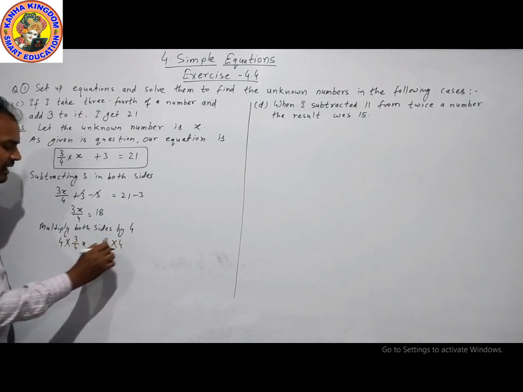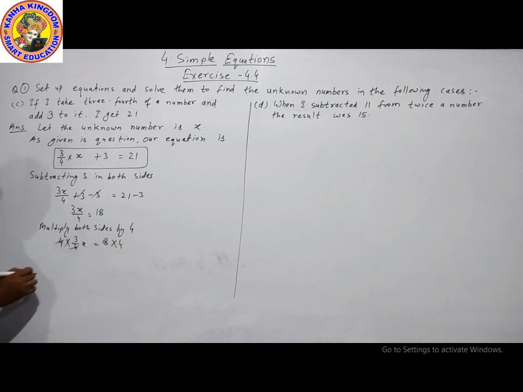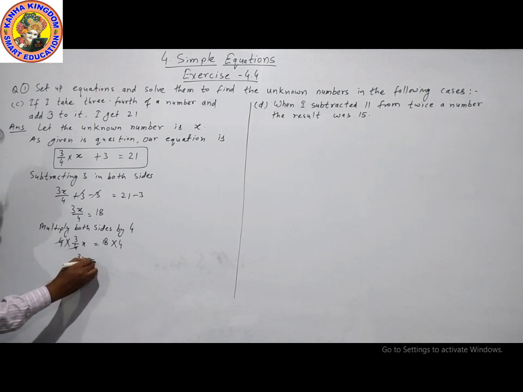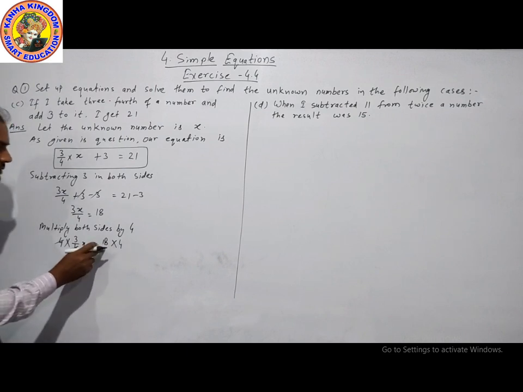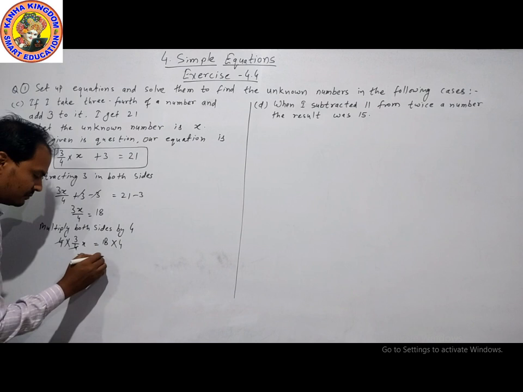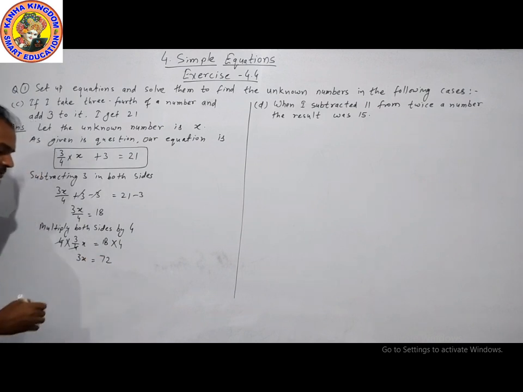Now we will multiply by 4. 4 and 4 will be cancelled. 3x. 4 into 18 is 72. Now here is multiply by 3, so we will divide by 3.